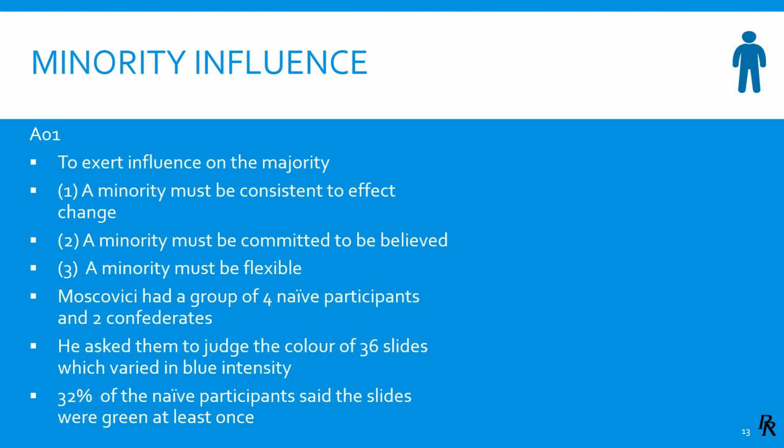The naive participants agreed that the slide was blue 8.42% of the trials, and 32% said the slides were green at least once in the consistent trial. In the inconsistent trial, only 1.25% gave green responses compared to the control group, who just gave 2 wrong answers, which is 0.25%. In conclusion, these results are small changes, but they're significant. They show that a minority can sway the majority, even when absent, as long as the consistency is maintained.